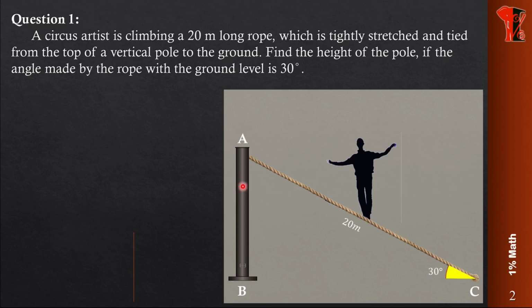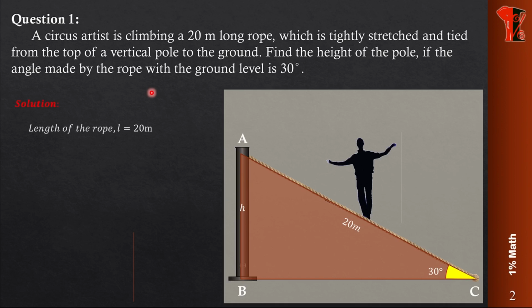If you look closely, it is going to be a right angle triangle. If I join all the points A, B and C, I get a right angle triangle. Now what is given here? The hypotenuse is given and we need to find the height. The trigonometric function which relates hypotenuse and height is sine, because height is the opposite side for the angle of 30 degrees. So we are going to use the sine function.